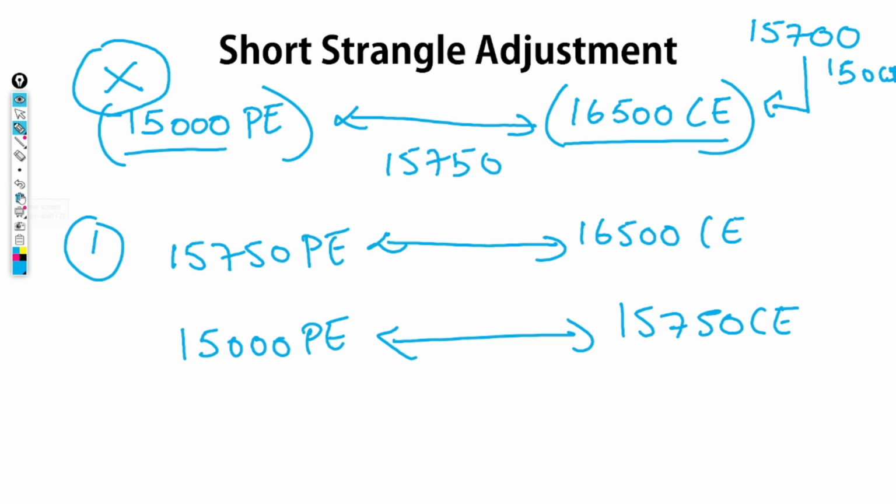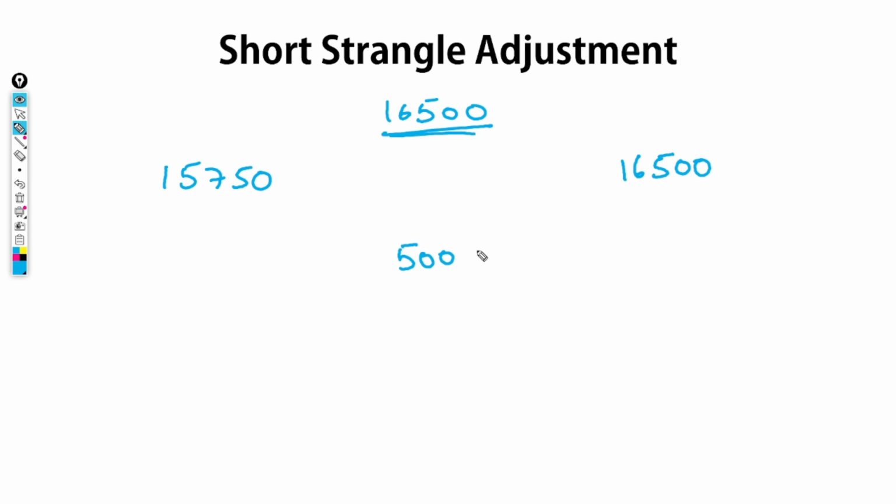So now I am going to clear this. Let's assume that the market has moved up towards 16,500 and I'm going to clear everything. So currently the market is at 16,500 and you have 15,750 puts and 16,500 calls. So now what we are going to do, the market is at 16,500. You're going to keep 500 points as your reference. So this is your reference.